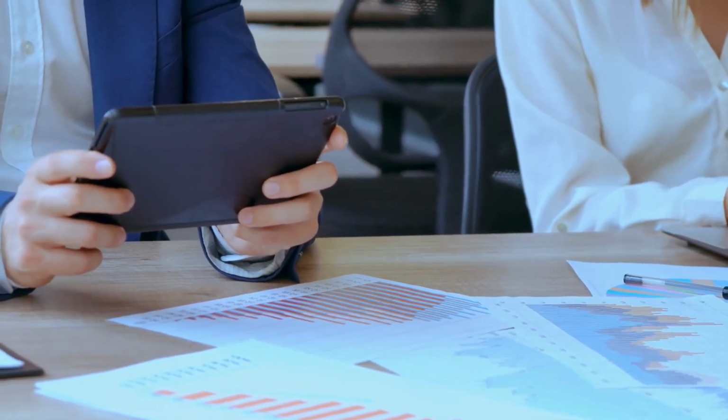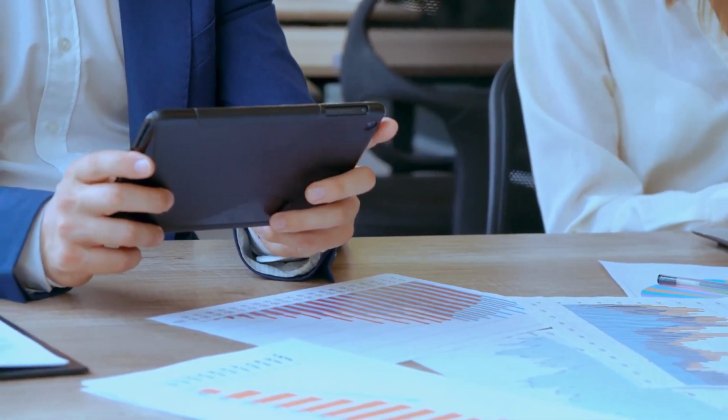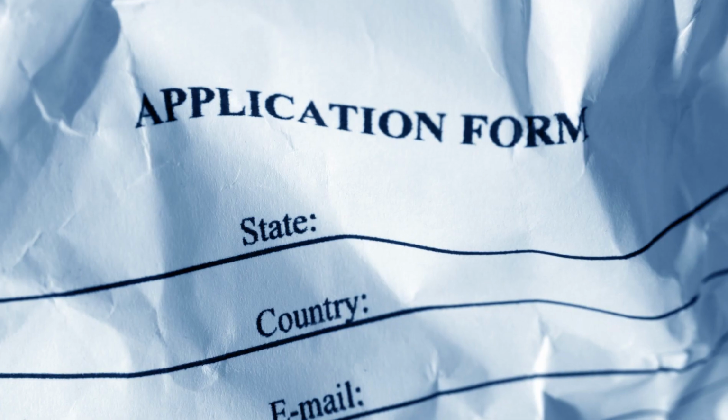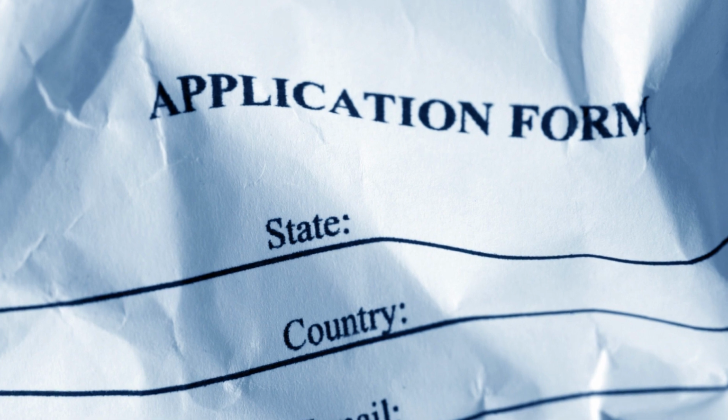Find a surety bond provider. Once you know the bond amount required, you'll need to find a surety bond provider. Surety bond providers are companies that specialize in issuing bonds. It's essential to choose a reputable provider with experience in issuing bonds for businesses in Kansas.